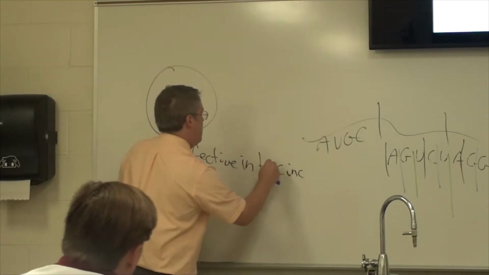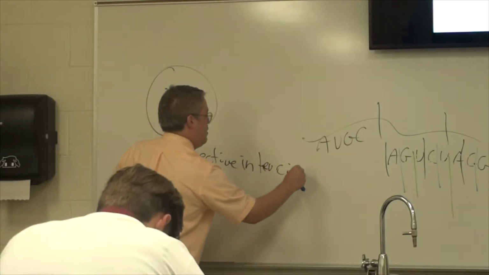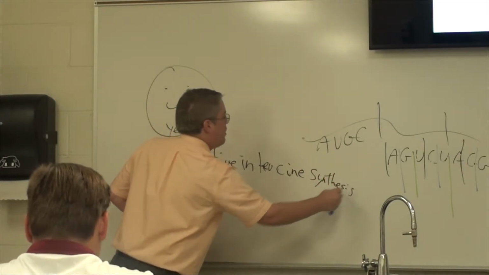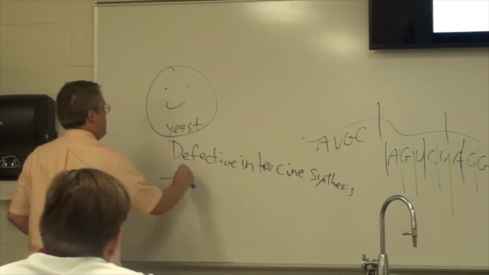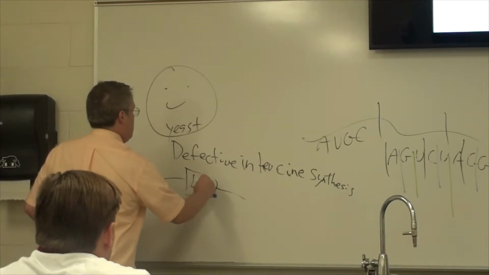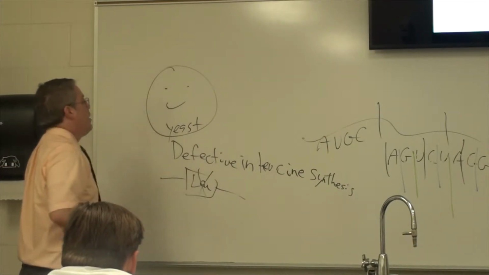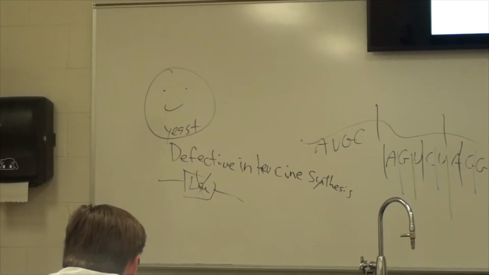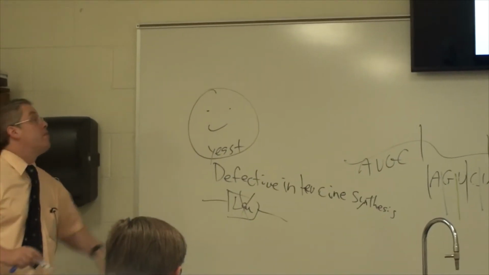Leucine. So it can't make leucine. So you figure there's a mutated leucine gene in there somewhere. So here's some mutated leucine. It's got a mutation, doesn't work. And you want to actually know what that DNA is that makes leucine, what that gene is.